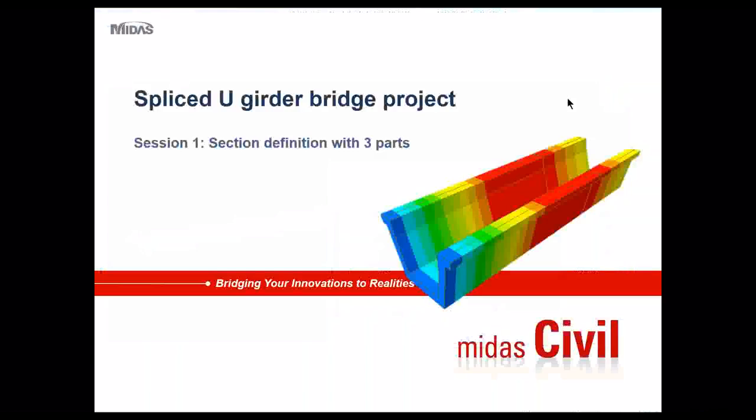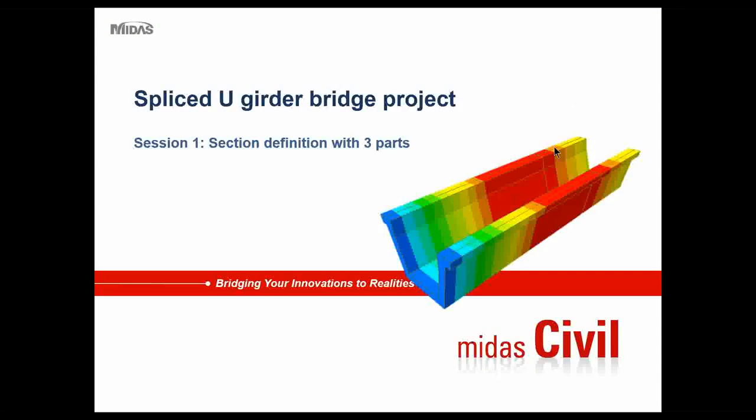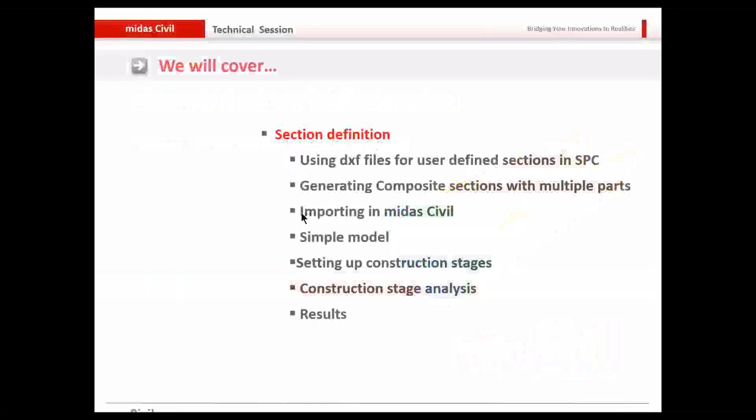Okay, coming back to the manual approach. As mentioned briefly in the beginning, I'm going to cover this first portion, defining a section with three different parts. How I'm going to do it: I'm going to use my DXF file that I drew in AutoCAD, but you can also draw in MicroStation. As long as you save it in DXF format, you can bring it into Midas Civil. And I am going to go over some of the important things you have to be cautious about, such as unit setting or tolerance setting.